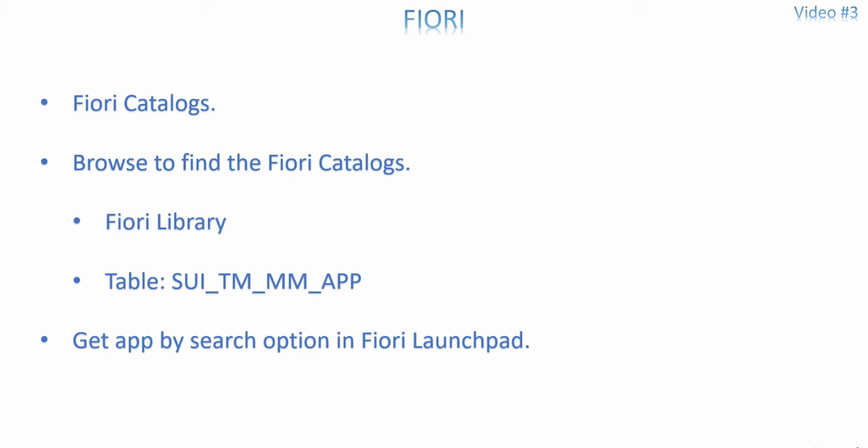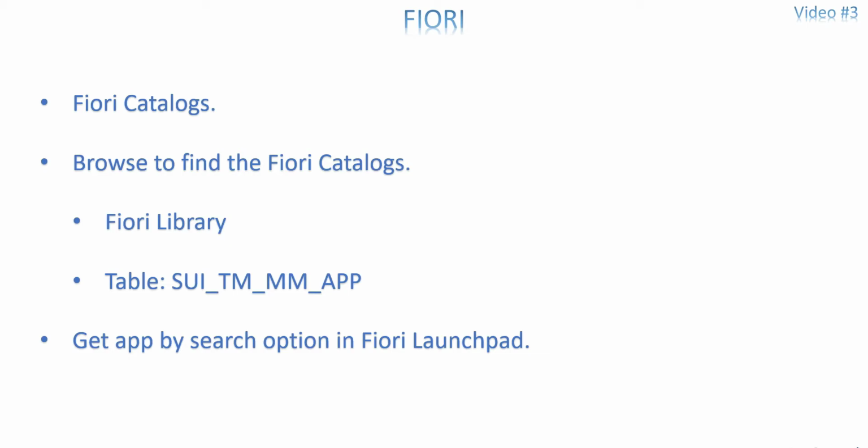And how to browse a Fiori catalog is through the Fiori library, or you have a table called SUITM, and there you can just give what type of transaction, what type of activity type. It may be a transaction or a WebDynpro or a WebUI client, and you can start looking into the technical catalog for that particular transaction. So what is the technical catalog for ME21? For ME22? Creating a material or whatever it is. You are able to identify those technical catalogs using this table or the Fiori library.